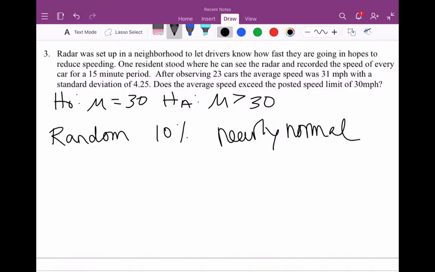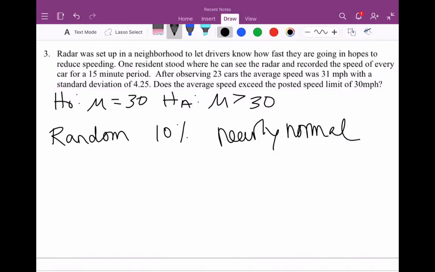Now in this case, we don't have the data, so we cannot actually make a histogram here. So when we're checking the nearly normal condition, you're going to actually have to think about the situation. Does the situation appear that there would be some people going slow, the majority being right around the speed limit, and then some people going faster than the speed limit?